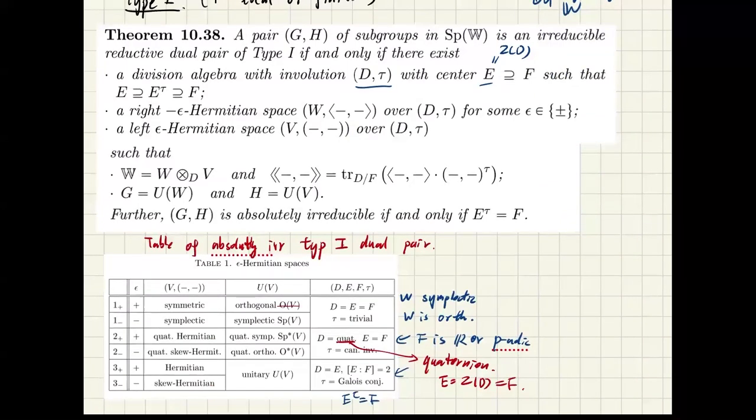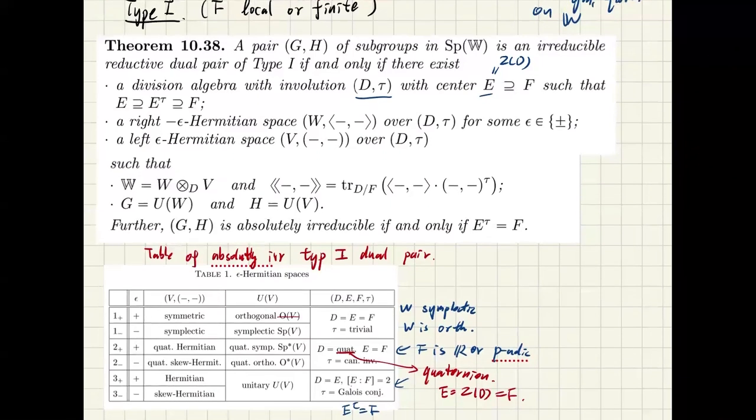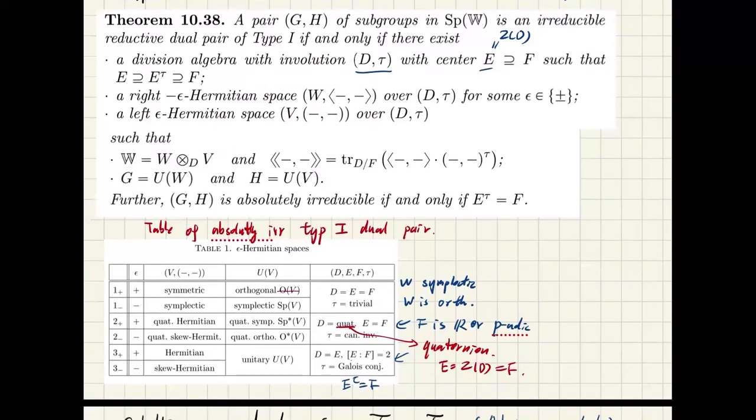In this theorem, do you need F to be a local field? I think for this theorem it can be an arbitrary field, but Table 1 is for local fields. Yes.